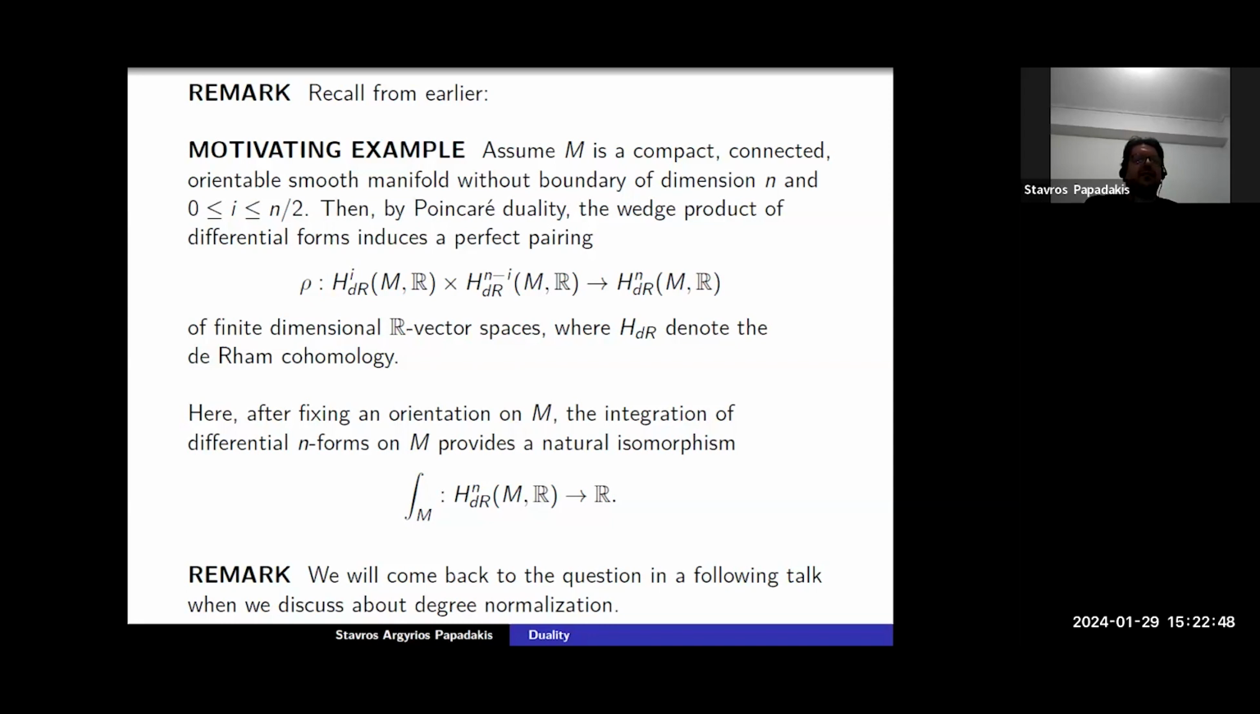So in this setting, after fixing an orientation, we do have a natural isomorphism. And the remark is that we will come back to the question in the following talk, when we discuss degree normalization. A priori, it's not obvious in the algebraic setting why we would need it; there is a better isomorphism, but we will come back to that in one of the following talks. So let's not talk more about it, but this is a really interesting question.